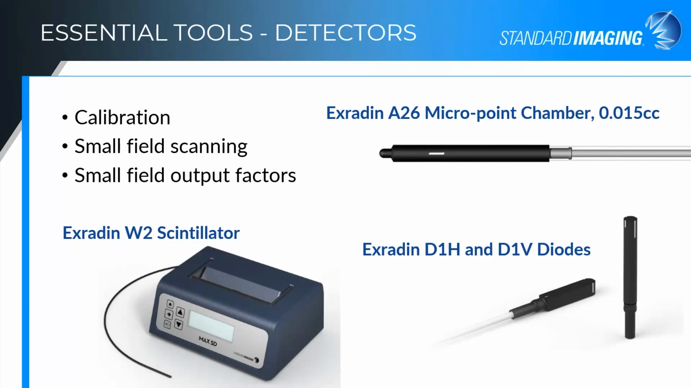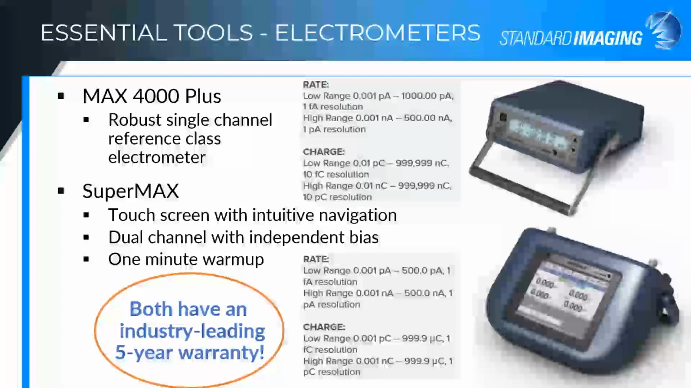Yeah. Well, so that kind of gives an overview of our small field detectors. Thank you so much for that. But they don't work alone. Right. So the next step is electrometers. What are the important considerations in selecting an electrometer?